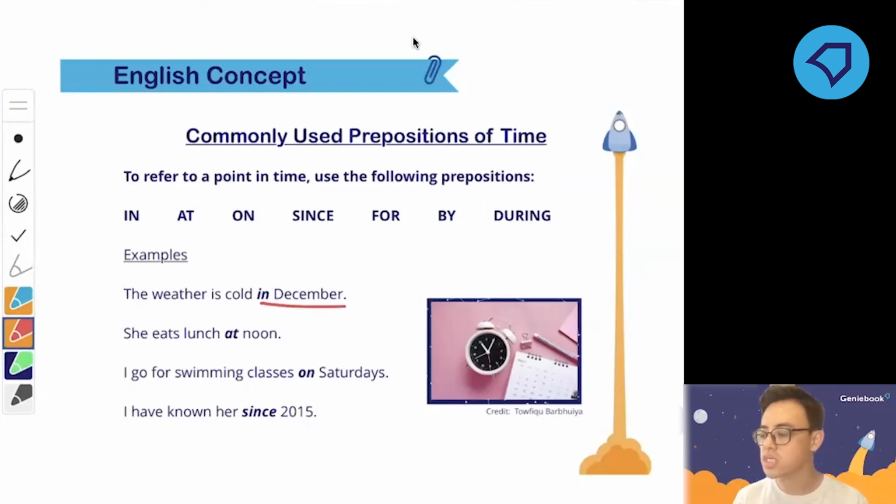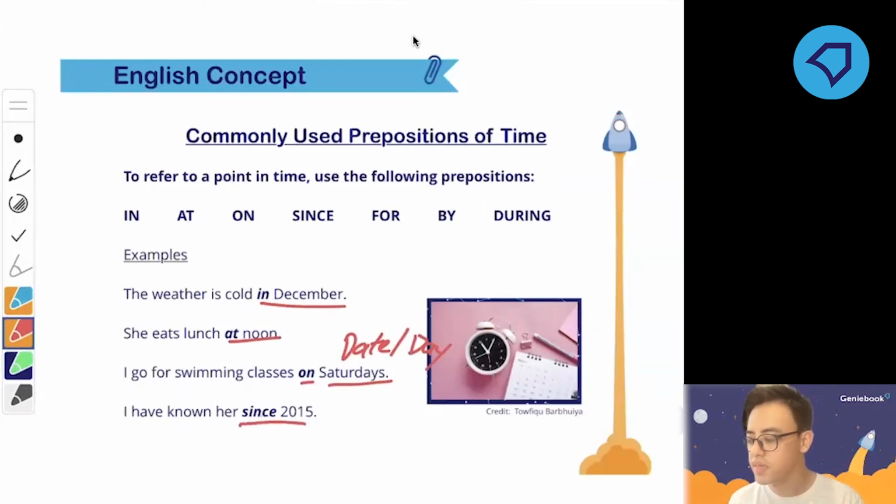She eats lunch at noon, 12 o'clock. Okay, noon is 12 o'clock. I go for swimming classes on Saturday. So if you're talking about a day or a specific date, you use on. Okay, last one, I have known her since 2015.